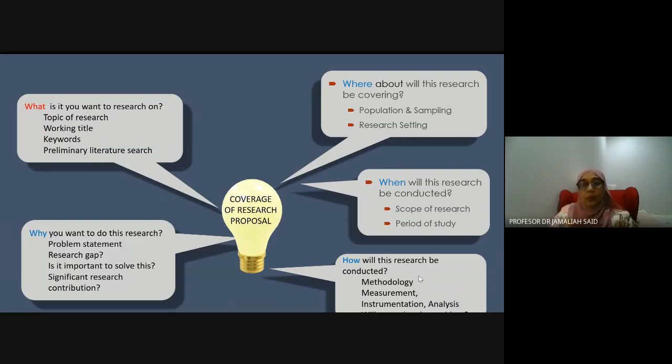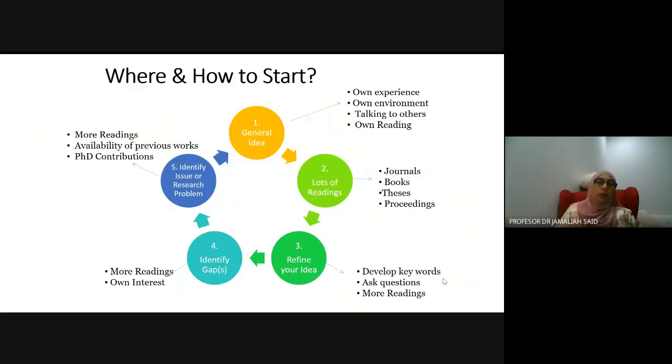And finally, how are you going to analyze the data? If you are doing qualitative, what kind of software are you going to use? If you are using a quantitative approach, what kind of software are you going to use? So how, how are you going to start?